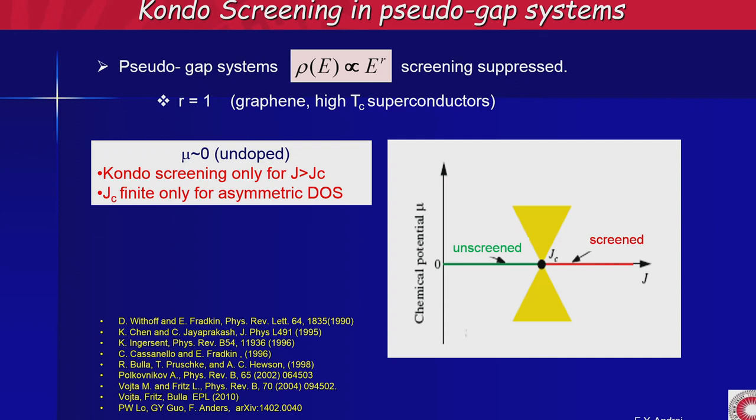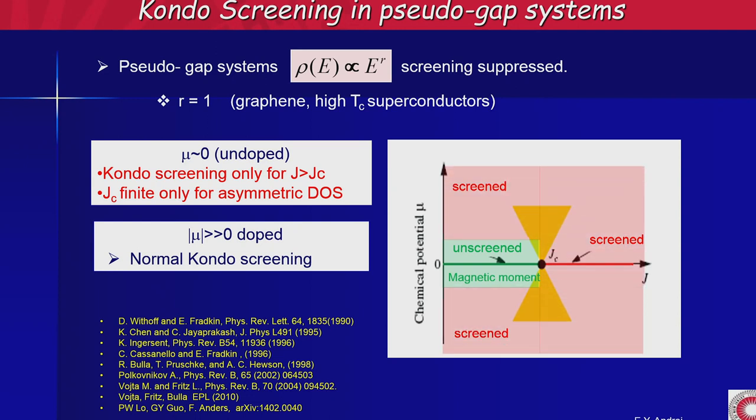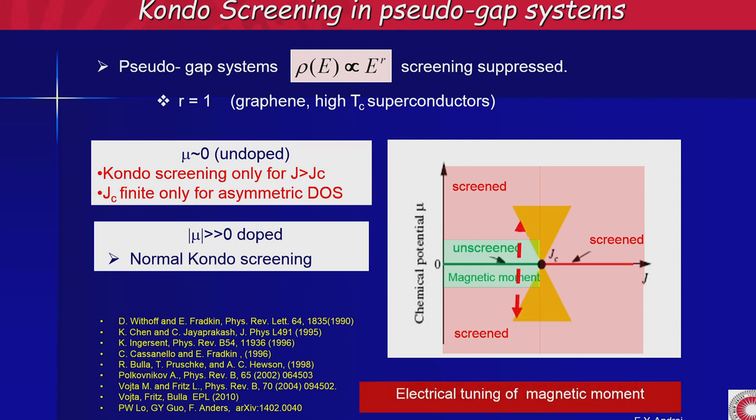Now, what happens if you have a finite doping? So you move up on the chemical potential axis here. So below the critical coupling, you have a region where it's unscreened, and if you have sufficient electrons there, it's going to get screened even though you're below the critical coupling. This is a critical regime here. So if you're sitting somewhere here in a sample, you can actually tune your magnetic moment with an electric field, with doping. So if I have a sample that sits here, I can see the magnetic moment, I dope it, the magnetic moment is going to disappear.